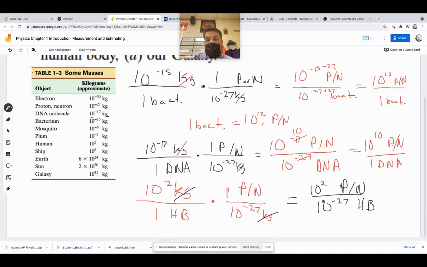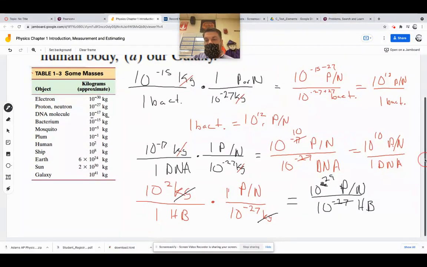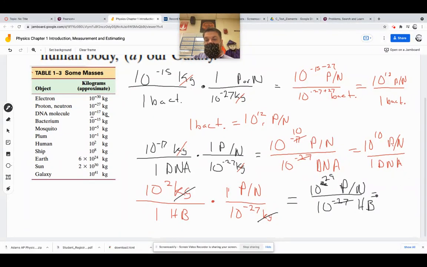I'm going to add 27 to both sides. This becomes 0. When I add 27 to 2, this becomes 29. In other words, a human body has 10 to the 29 protons or neutrons. That's a lot.